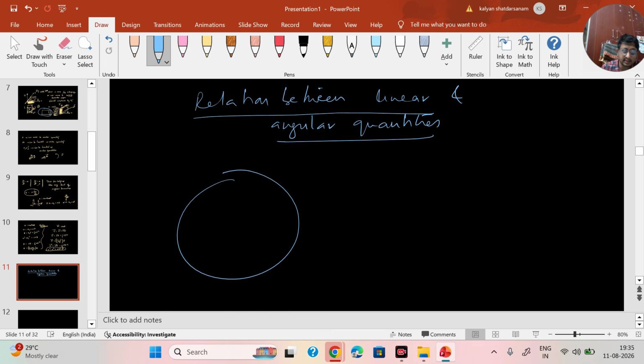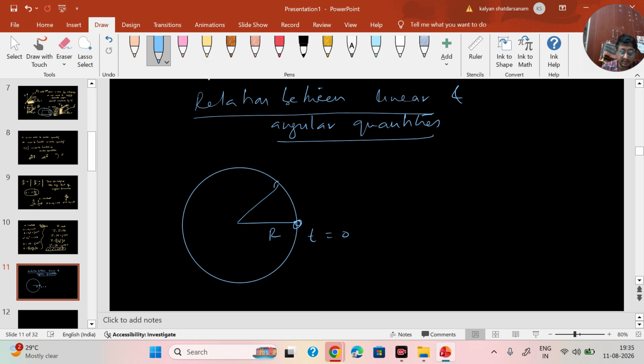So when the particle is going in a circle of radius r, suppose the particle was here at t equal to 0, and after some time t, let us say it covered an angle theta and distance l. So I can relate L is r theta, provided theta is in radians. So the relation between linear and angular is: the linear distance traveled by the particle is r times the angular displacement. I don't generally call it angular distance, but you can say angular displacement, the angle swept by the radius vector.